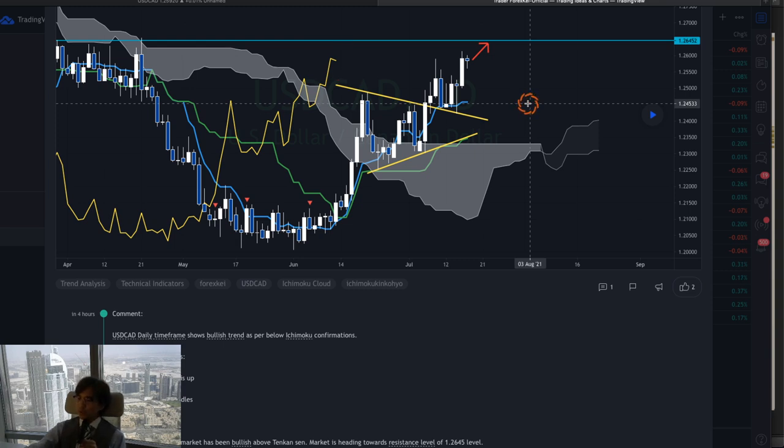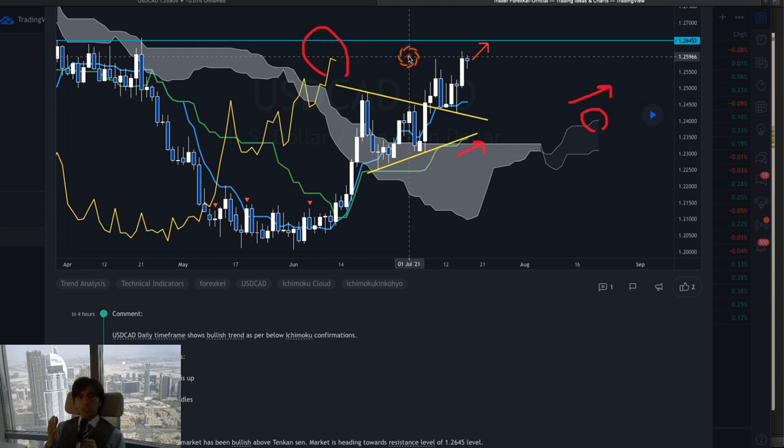So once again, if you see the Kumo here, the Senkou Span A angle is up and bullish, Senkou Span B is flat, Senkou Span A is up. And also Kijun Sen, the green one, is pointing upwards. Also, Chikou Span is above the candles, above the Kumo. So this is showing bullishness in the market on the daily chart.